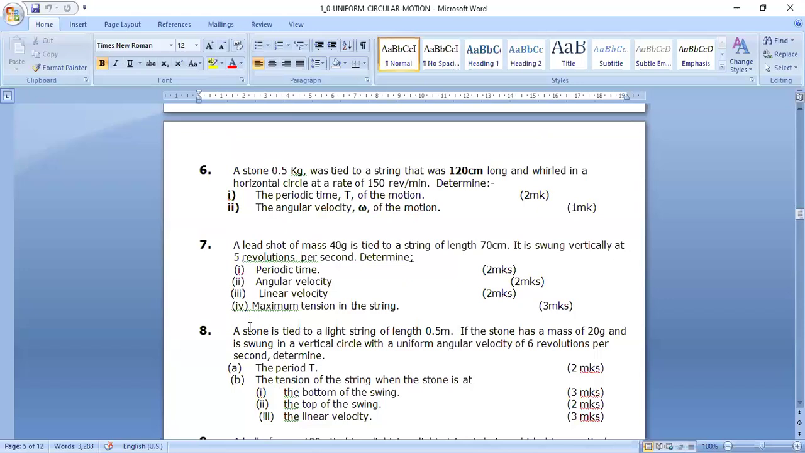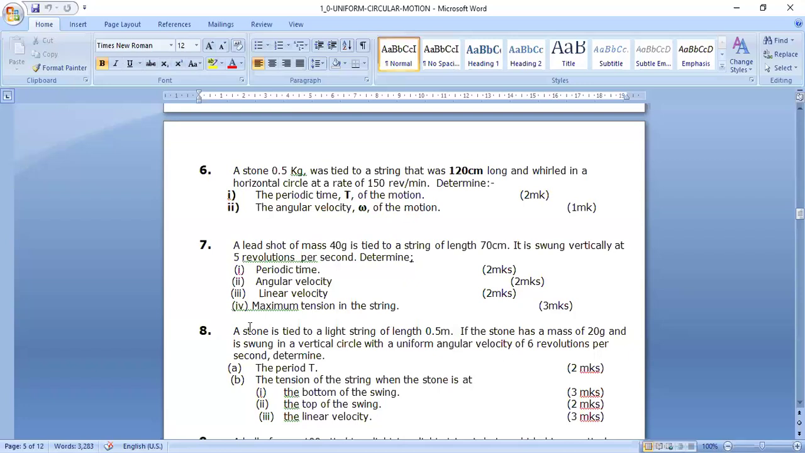We can do 6 and 7, then look at a graph. So question 6. A stone of 0.5 kilograms was tied to a string that was 120 centimeters long and whirled in a horizontal circle at the rate of 150 revolutions per minute. Remember, this is a horizontal circle, so mg is out of the question. As long as it's a horizontal circle, you ignore mg.